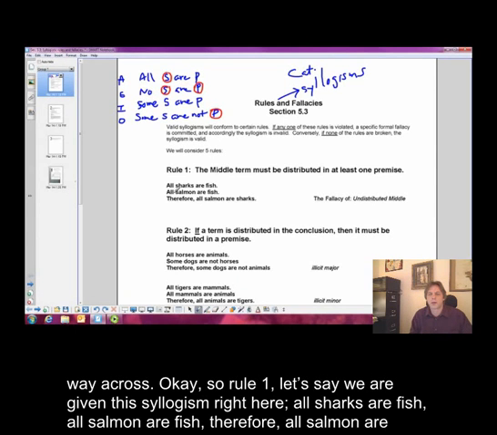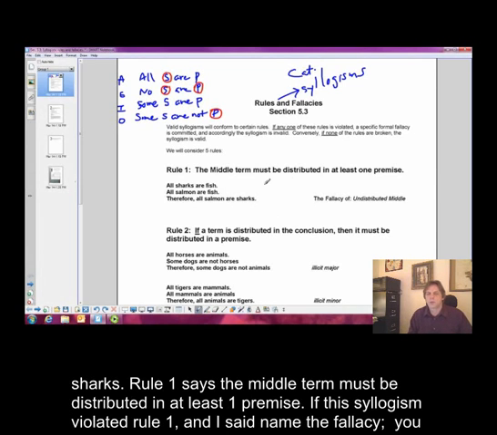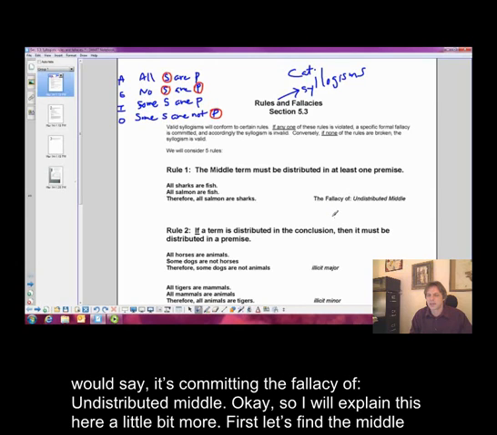Okay, so Rule 1. Let's say we're given this syllogism right here. All sharks are fish, all salmon are fish, therefore all salmon are sharks. Rule 1 says the middle term must be distributed in at least one premise. If this syllogism violated Rule 1, and I said name the fallacy, you would say it's committing the fallacy of undistributed middle. Okay, so I will explain this here a little bit more.